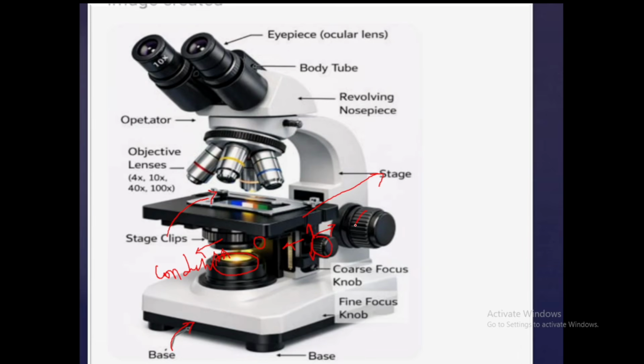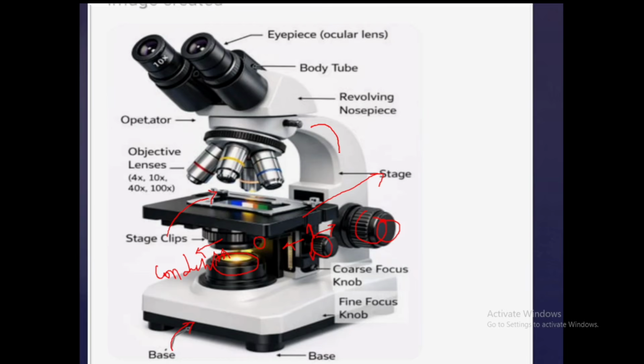Next, this part is the coarse adjustment, and next are the fine adjustment knobs. These coarse and fine adjustment knobs are important to focus the image. Next, here we can see four objective lenses: 4x, 10x, 40x and 100x. These objective lenses help to magnify the image.